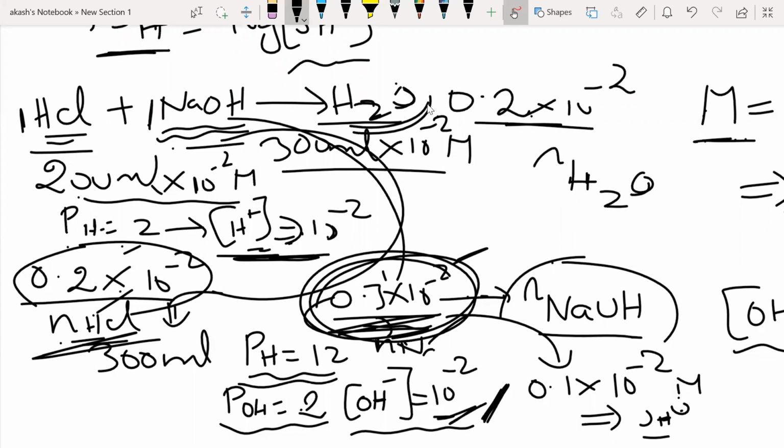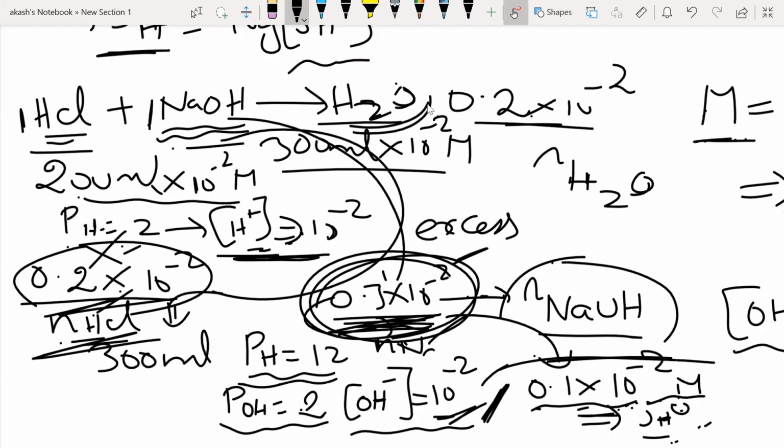Obviously, 1 mole requires 1 mole. So this is definitely the excess reagent. Now I have to tell how much of this will be left after the reaction has gotten over. Obviously, 0.2 of this will react with the 0.2 of this. Now this is gone. Done. So even after the reaction, you can see that this many moles of OH minus, or moles of NaOH, is still remaining. This value, right?